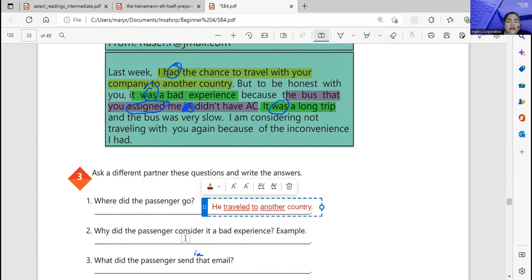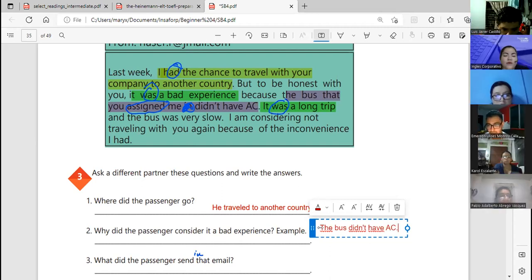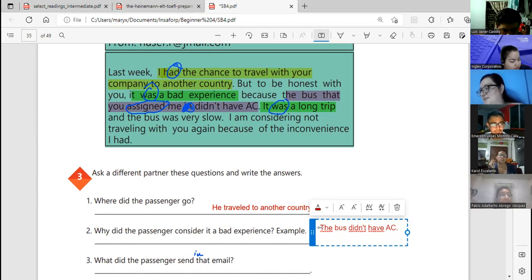Joanna, why did the passenger consider it a bad experience? The bus did not have air conditioning. Okay. Didn't have AC. Repeat. Very good. That's one reason, right? What is another reason? Let's see. Carol, what is another reason why it was a bad experience? Because your assignment didn't have AC. Yeah, we already put that. That's one. Tell us another example.